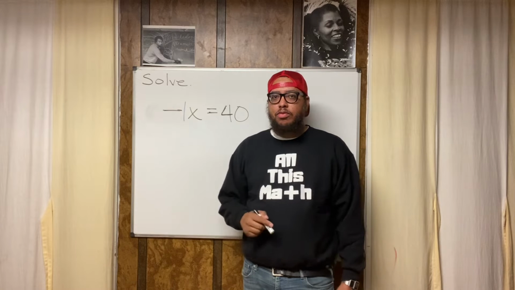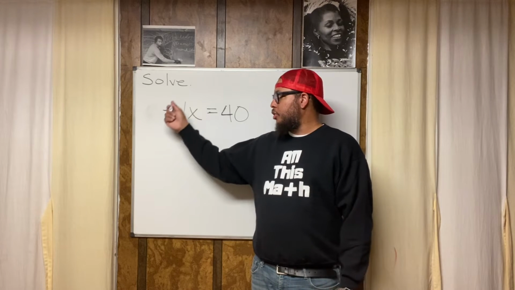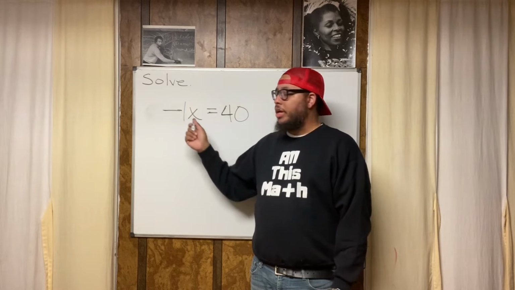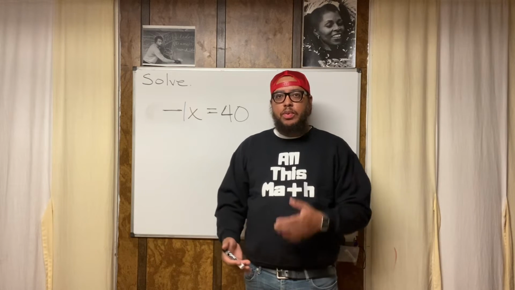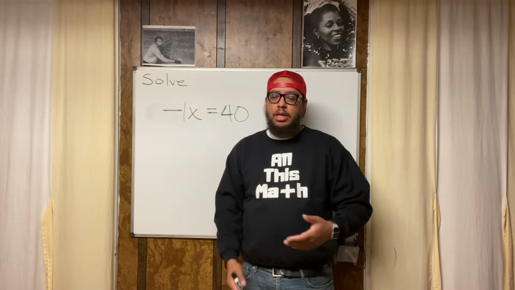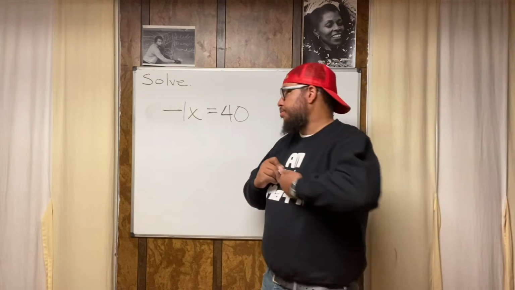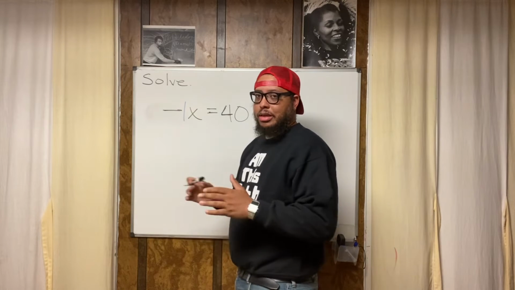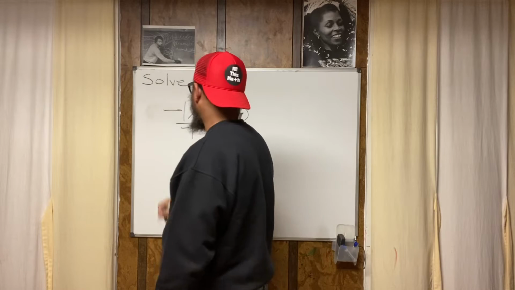You do the opposite operation. Okay. Well, what is -1 doing in this expression right here? -1 is being multiplied by x. -1x means -1 times x. So in order to get rid of -1, we got to do the opposite of multiplication. The opposite of multiplication is division. So we're going to divide by -1. So right here under -1x, I'm going to set it up and make it look like a fraction to show my division. So we got -1.